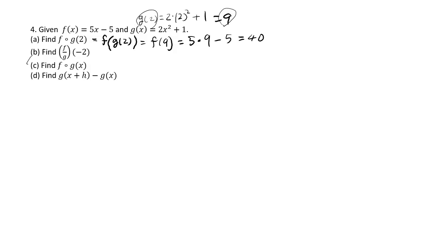Okay, I need more room, so let me do b here. b: f over g of negative 2. Again, it's just the same kind of question. You just have to rewrite what this means. This just means you're taking the ratio of two functions. Okay, so this is the definition of this symbol. See, these are just symbols. f over g, f circle g.